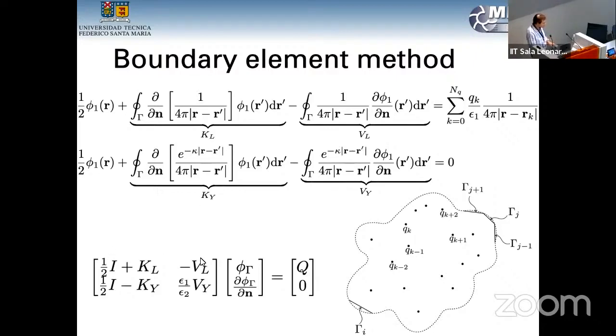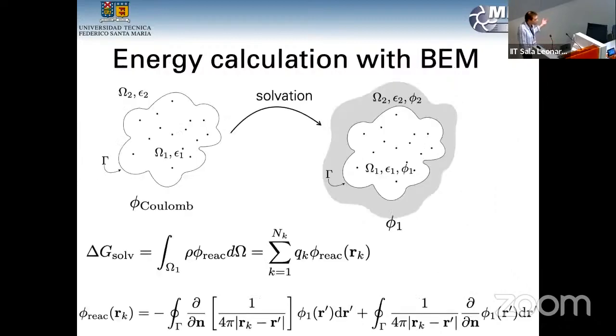So this generates a linear system of equations here, where this 2 by 2 block matrix represents these integral operators, and you solve for the potential and its derivative on the interface. And that you use to, for example, compute free energies: the result of the linear system you would plug into the integral equation down here to get the reaction potential, and that reaction potential you use to compute the polar component of the solvation free energy.